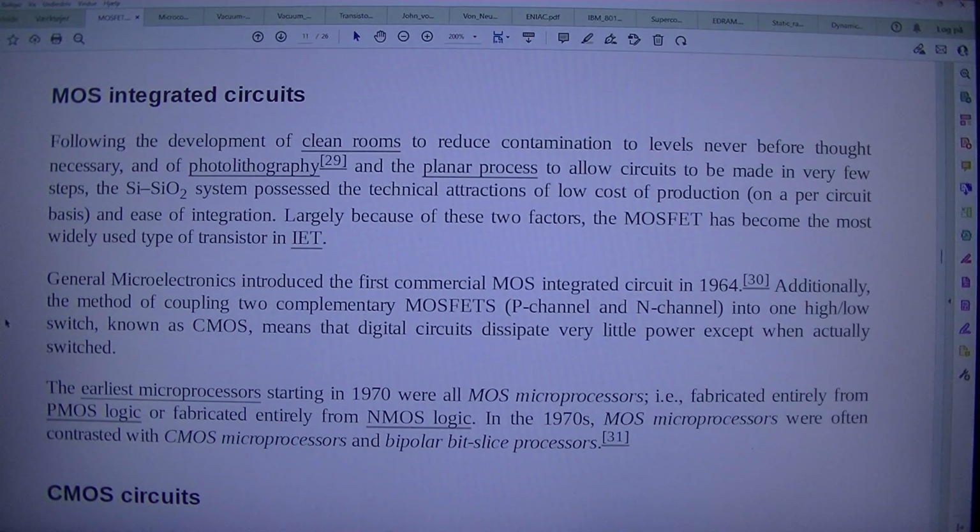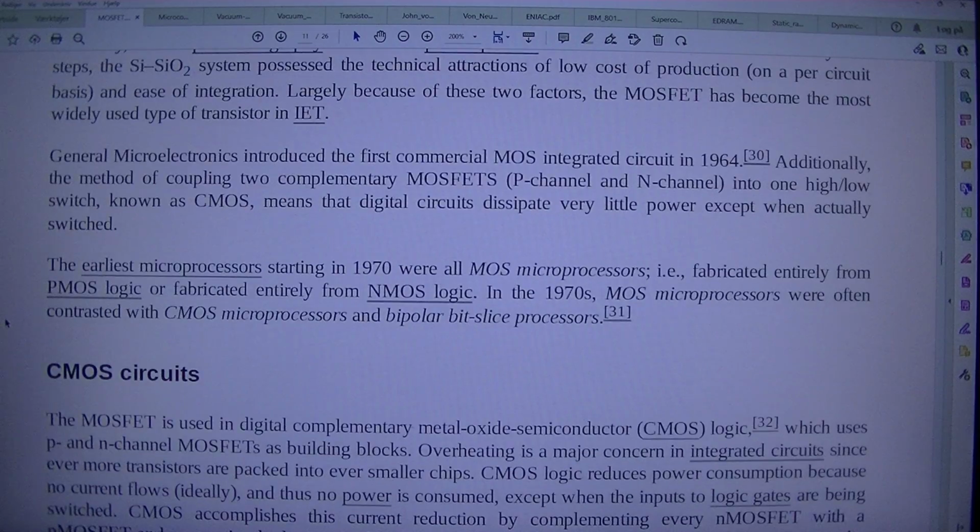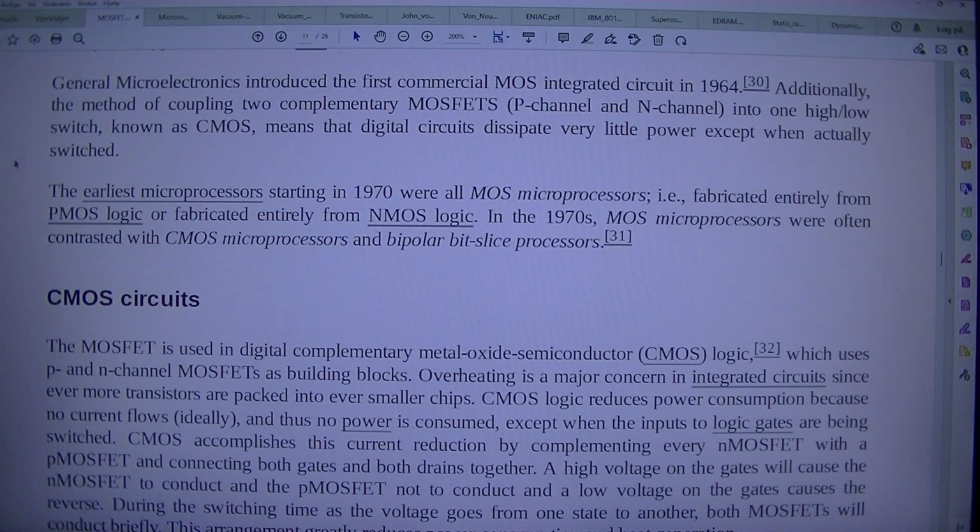General Microelectronics introduced the first commercial MOS integrated circuit in 1964. Additionally, the method of coupling two complementary MOSFETs, P-channel and N-channel, into one high forward/low switch, known as CMOS, means that digital circuits dissipate very little power except when actually switched. The earliest microprocessors starting in 1970 were all MOS microprocessors, i.e., fabricated entirely from PMOS logic or fabricated entirely from NMOS logic.